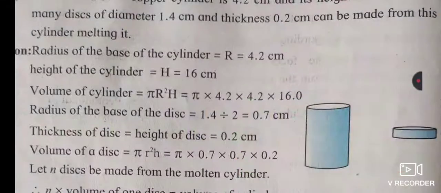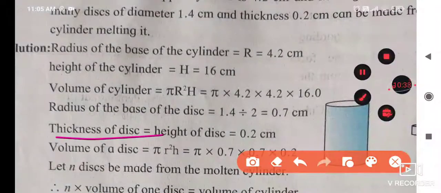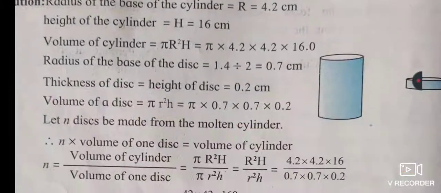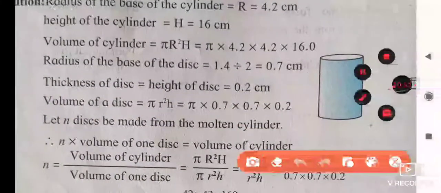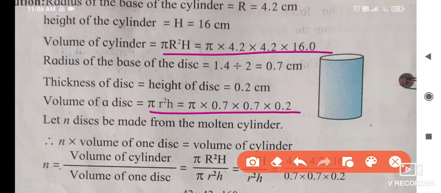Now the next step: the thickness of the disc is 0.2 centimeter, and then the volume of the disc is pi r square h. So pi, the radius is 0.7 into 0.7 and the height is 0.2. Now we have the radius, the volume of the cylinder and the volume of the disc. So now put the values into the formula.